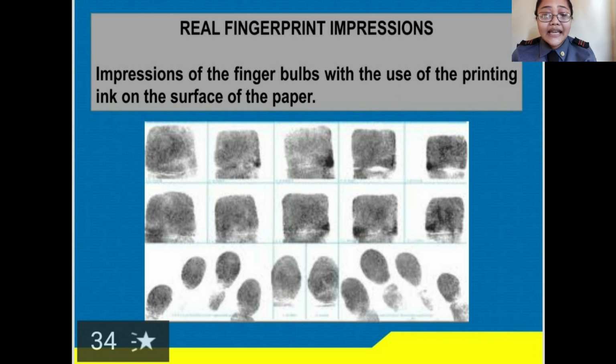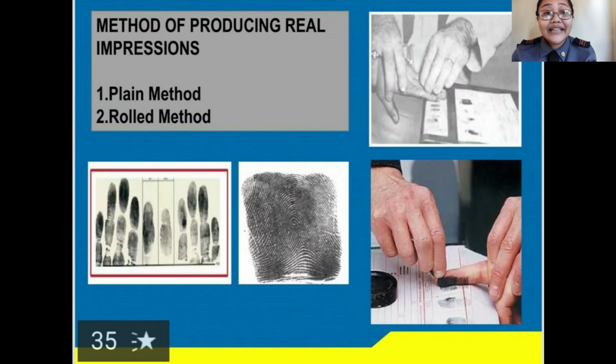Also, as you can see, there's a method within taking the real fingerprint impression. As you can see in the fingerprint card, the first row and second row are different in how they are taken, and for the last row, the picture is different too. Which means there's a classification in taking the real fingerprint impression. So we will discuss that for this slide, method of producing real impressions.